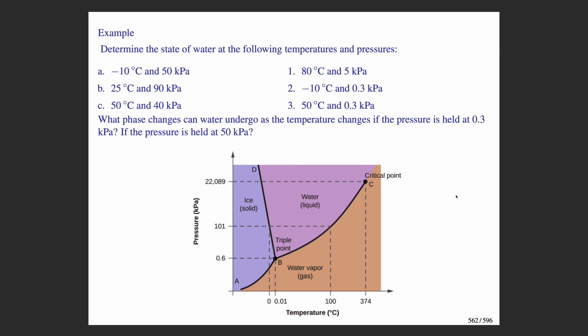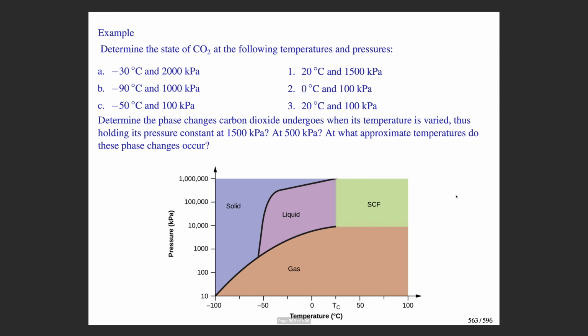Let's see, here's just another example using a different phase diagram. So this is the phase diagram for carbon dioxide. You can see it's a little bit different. Here, notice that they've plotted the pressure using a logarithmic scale. So it's not a linear scale, it's a logarithmic scale. So that's why it looks a little bit different here.